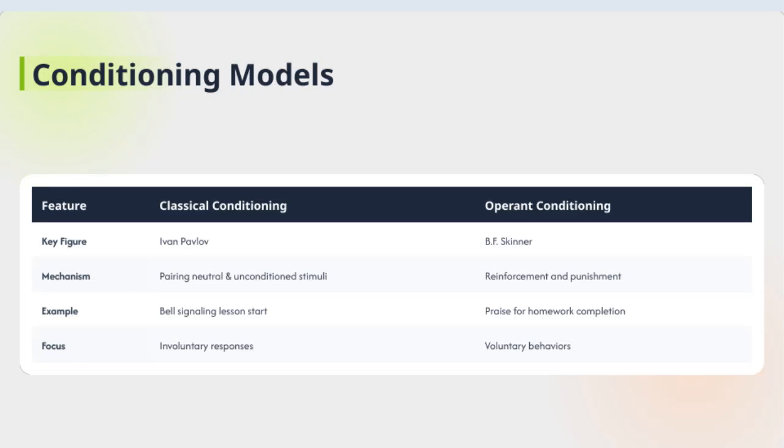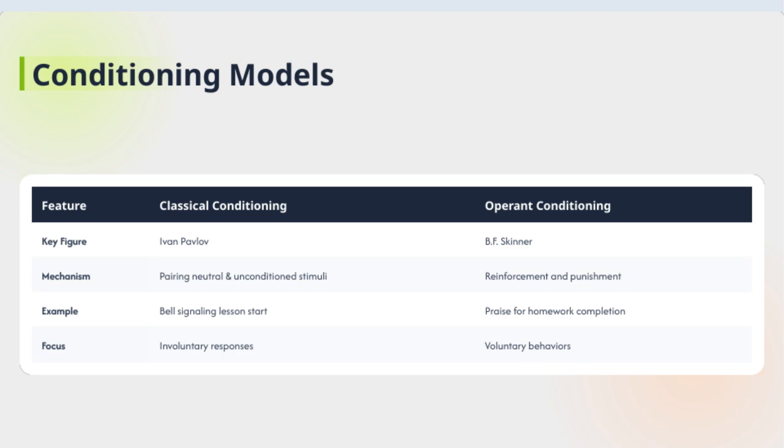Let's take a closer look at some types of behaviors we observe in learning processes. First, we have voluntary behaviors, which are actions we choose to perform, like completing homework or raising our hand in class. These are different from involuntary responses, which happen automatically, such as reflexes or reactions to stimuli. Now, in teaching and learning, we often use focus and praise to reinforce positive behaviors, like praising a student for finishing their homework. Similarly, a bell signaling the start of a lesson helps students associate that sound with beginning their class activities.